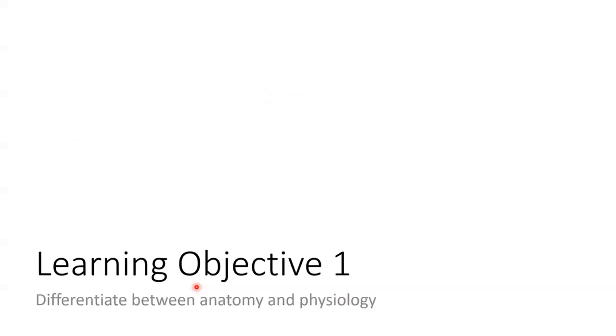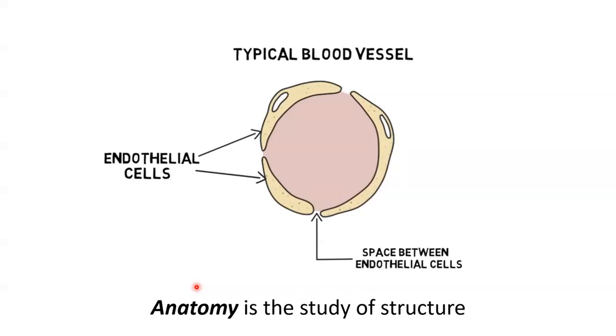So getting started, learning objective number 1, to differentiate between anatomy and physiology. So anatomy is a study of structure. Anatomy describes how something is made up. For example, if I were to ask you to describe the anatomy of the blood vessel on this slide, I would be asking you to describe what it looks like. So you could say that the blood vessel is a round, hollow structure, that it's surrounded by endothelial cells with small gaps or spaces between those adjoining cells.